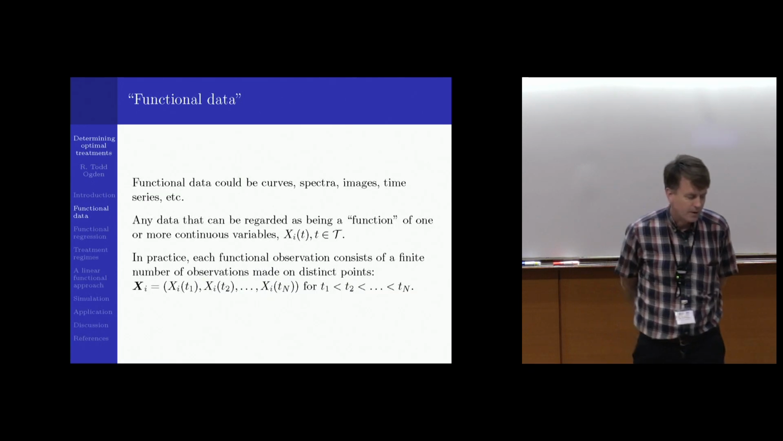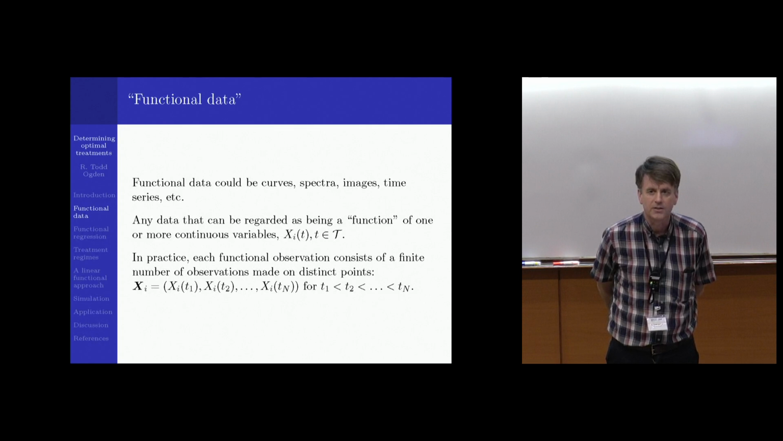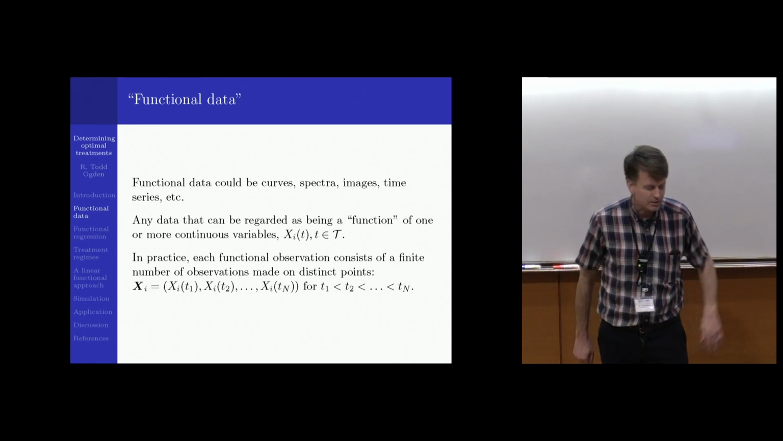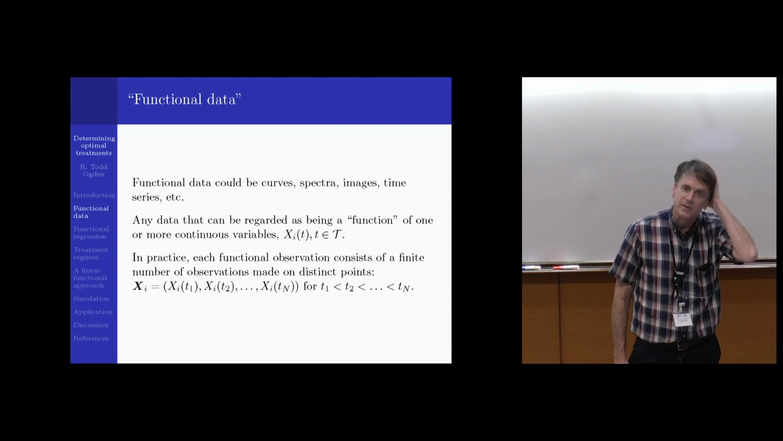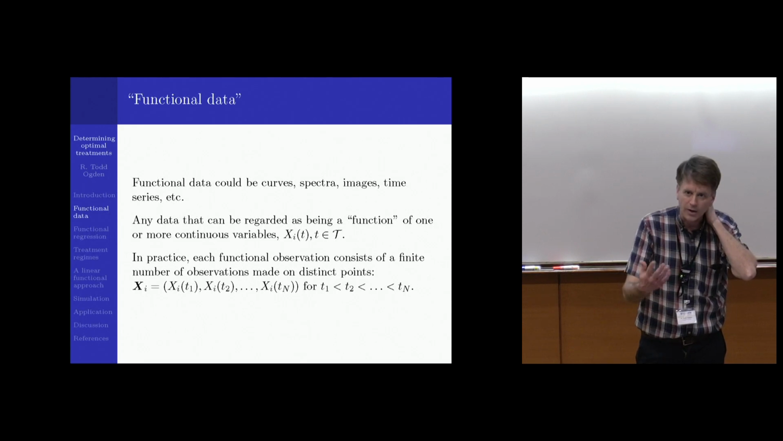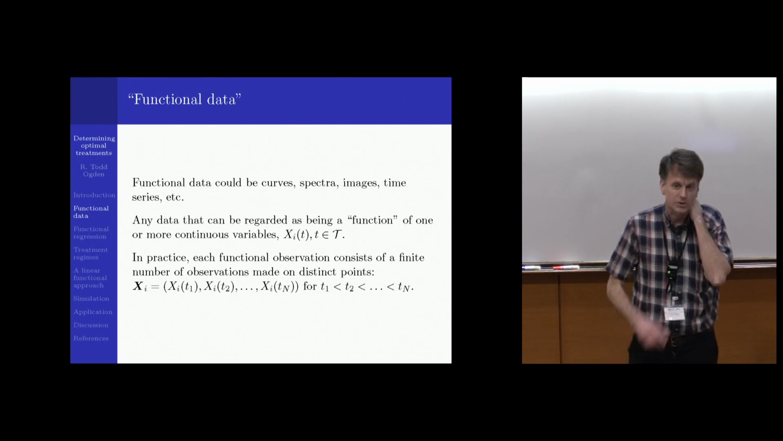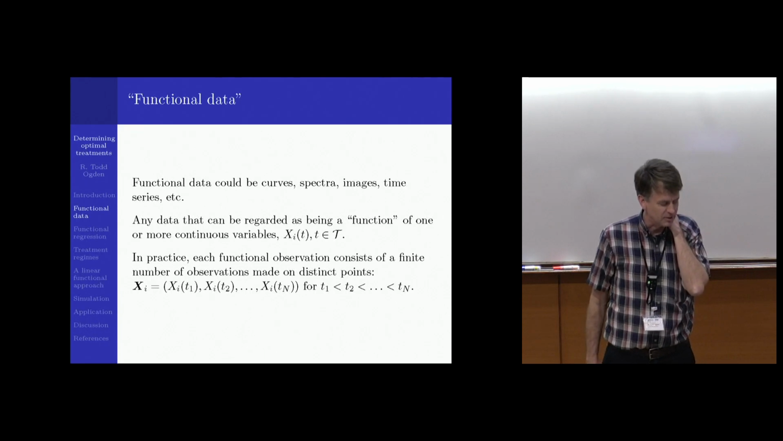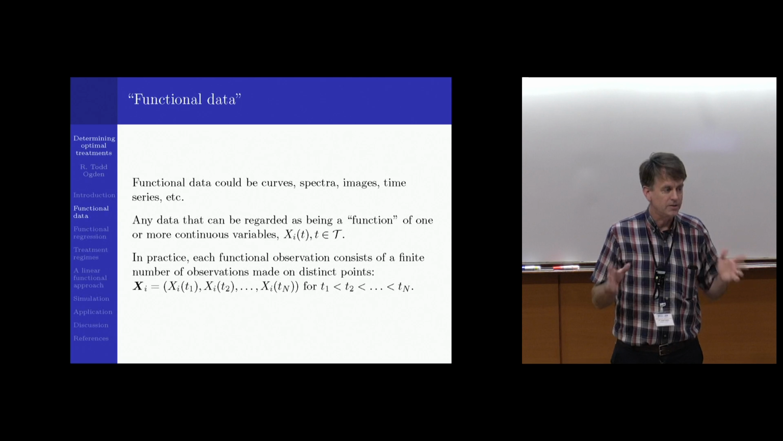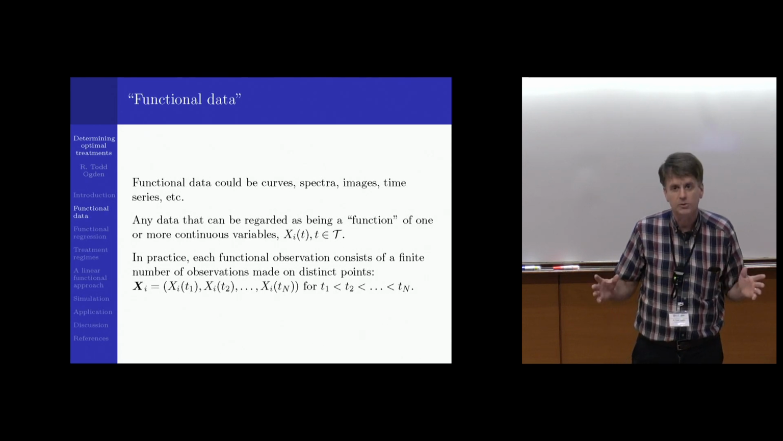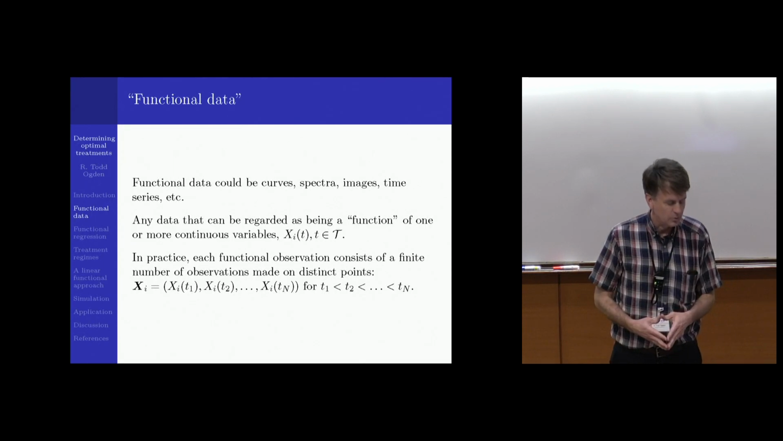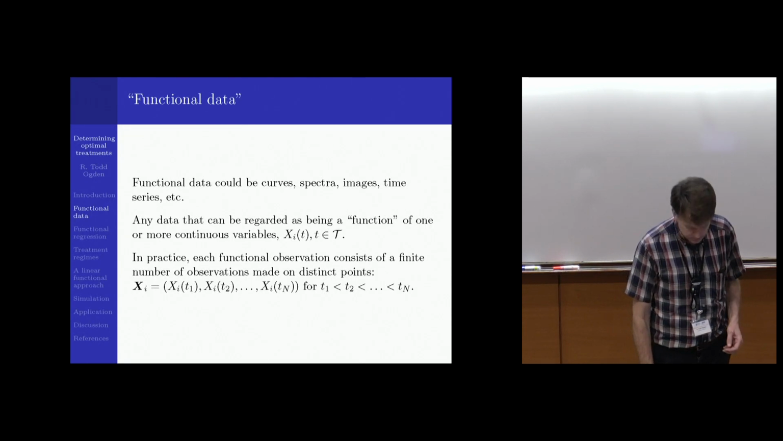So in general, if I were to give you a definition for functional data, I'd say it's a curve, it's a spectrum, it's an image, it's a time series. It's anything that you can regard as being a function of some other variable. It's often time, but it could be x and y coordinates or anything else, or spectrum. We'll see some spectra a little bit later. And that's a conceptual idea. I'm going to regard these as continuous functions, though in practice, I have them at a finite number of distinct points.